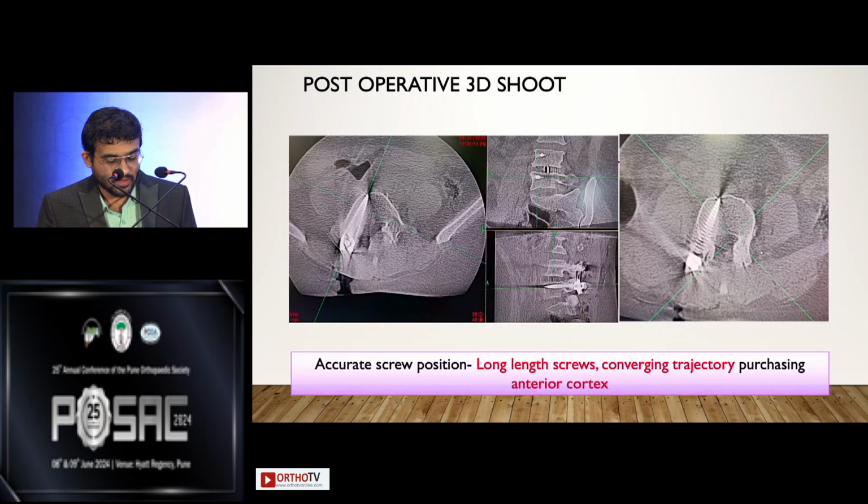This is the post-operative 3D shoot showing the accurate placement of the screws. If any screw requires revision, that can be done intraoperatively in the operation theatre.